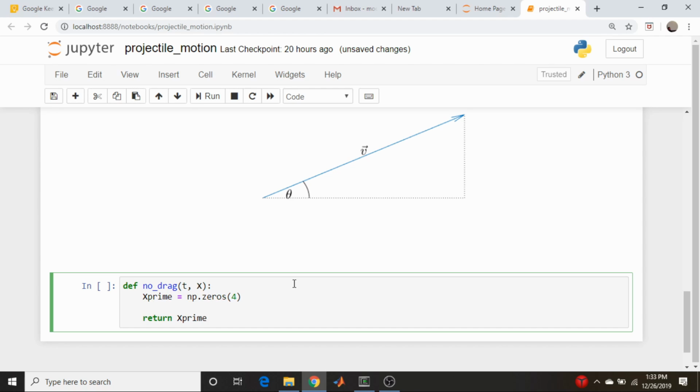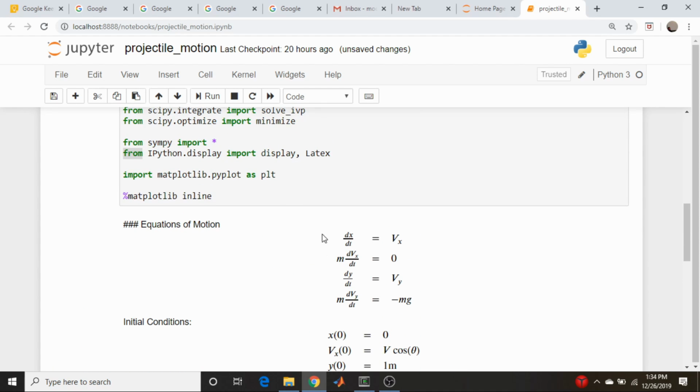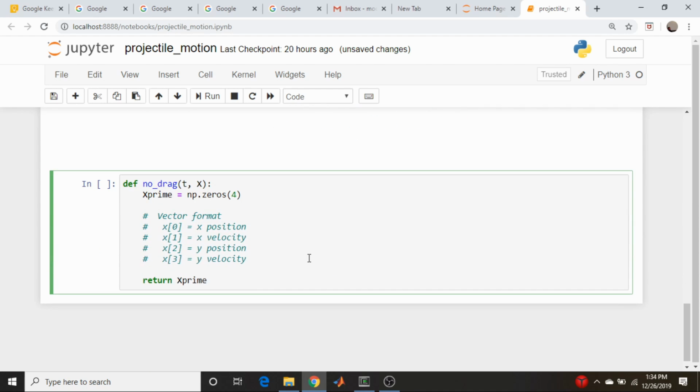Okay, so I am going to format things like this. The first component is going to be the x position, the second component the velocity in the x direction. Likewise, the third is going to be the position in the y direction and the fourth the velocity in the y direction. So I'm going to mimic this type of format up here. So now we can begin actually assembling this.